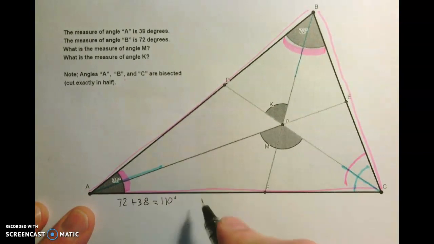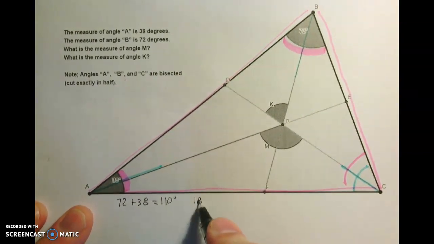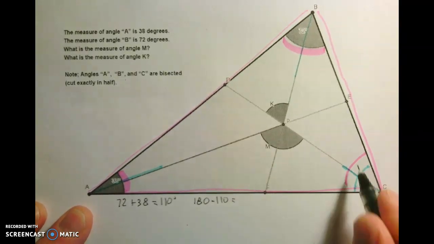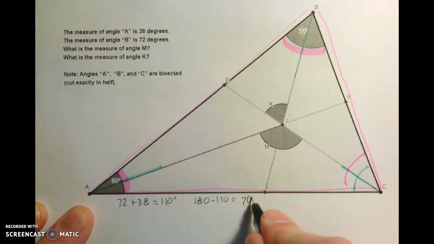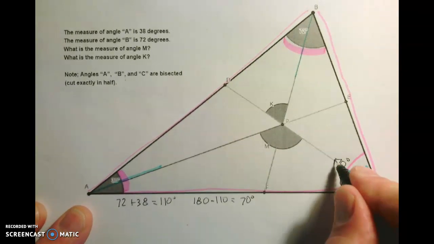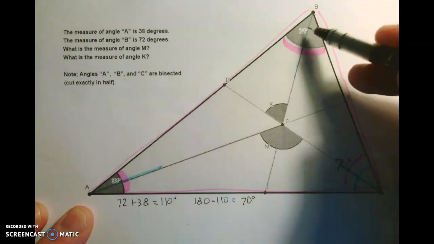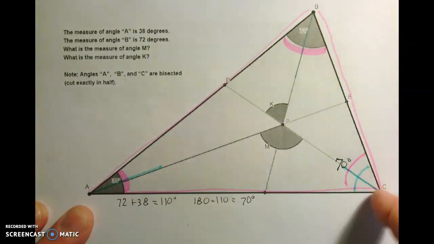So lots of ways to do it. Some of you probably already have the answer. I'm going to do 180 and subtract 110 to get that answer. And so I come up with 70 degrees. That means that this angle here is 70 degrees. So there's our triangle. 38 plus 70 plus 72 equals the 180 degrees. Angle A plus B plus C.